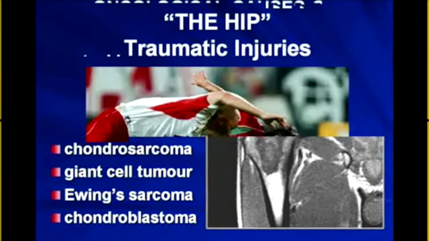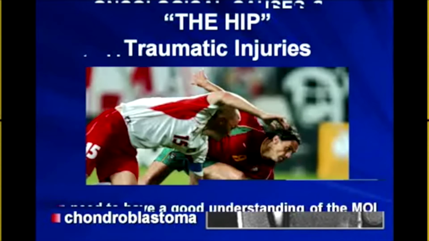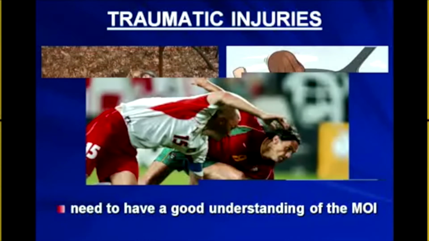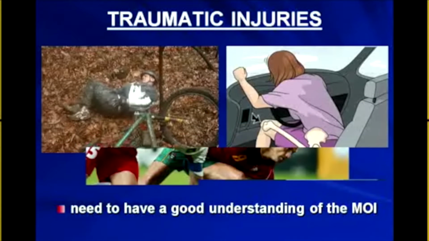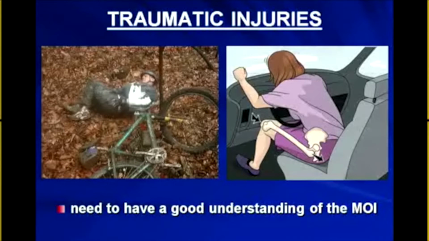You okay? So we're going to start by talking about some of the traumatic hip injuries. The first thing that we need to have when we talk about hip injuries is what was the mechanism of injury? What was the position of the hip at the time of impact? Was the hip flexed? Was it internally or externally rotated?